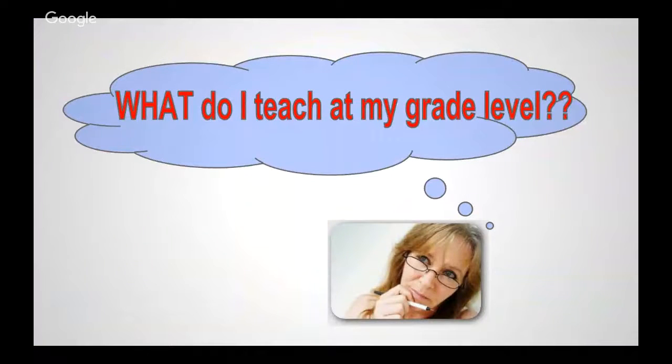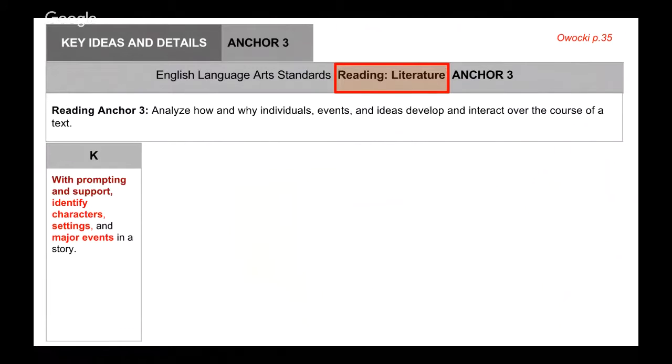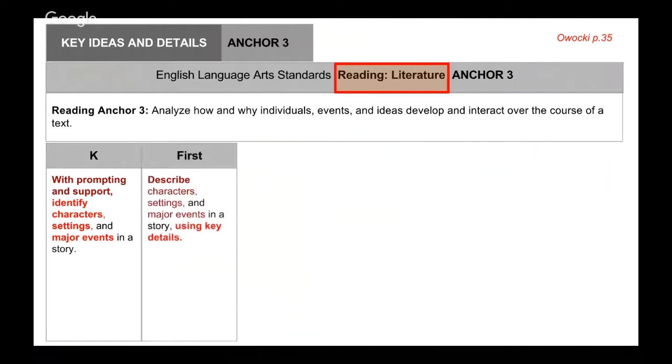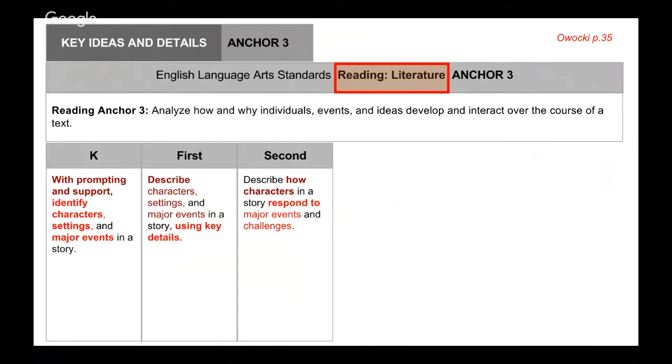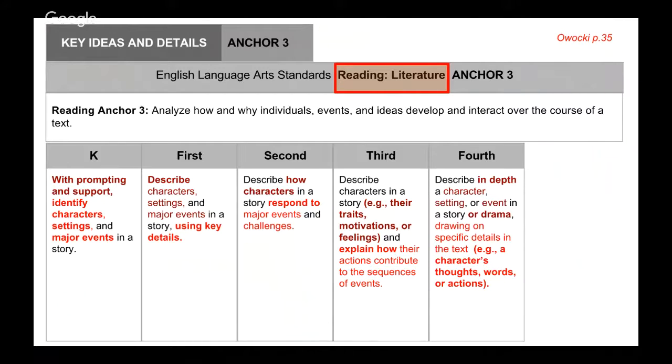So the last 2 questions, what do I teach and how do I teach? I know you're familiar. So here is Anchor 3. For literature, it starts out, the level of rigor in kindergarten is with prompting and support, identifying just the characters, setting, major events. The support is taken away in 1st grade, and you additionally have to add retelling the key details. In 2nd grade, you're describing how characters respond to major events and challenges. In 3rd grade, you're describing now the character traits, the motivations and feelings, and explaining how their actions contribute to the sequence of events.